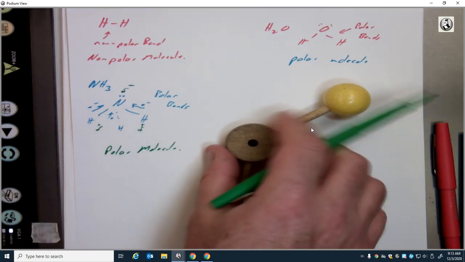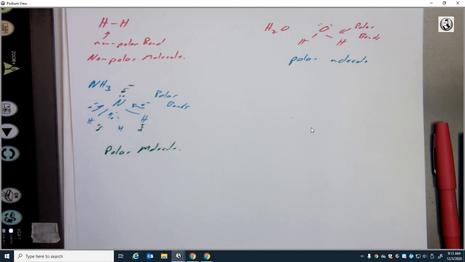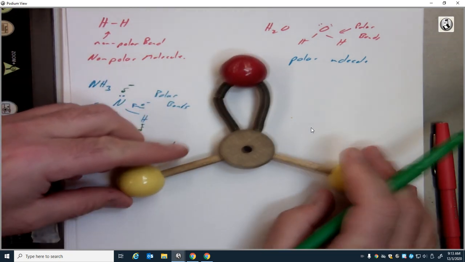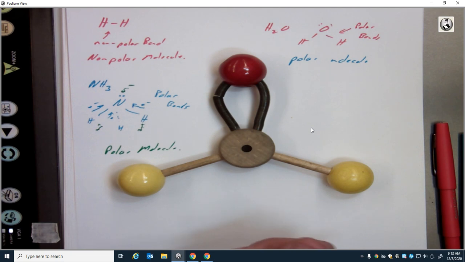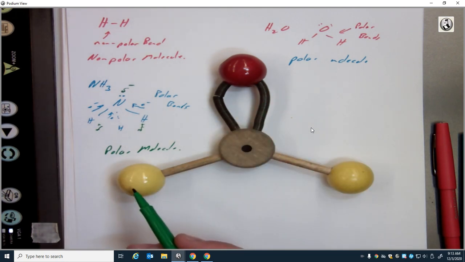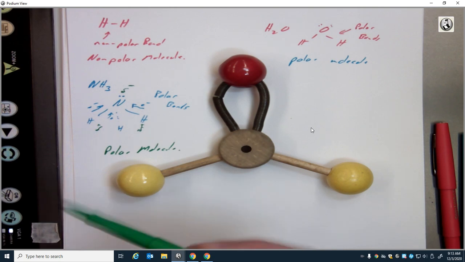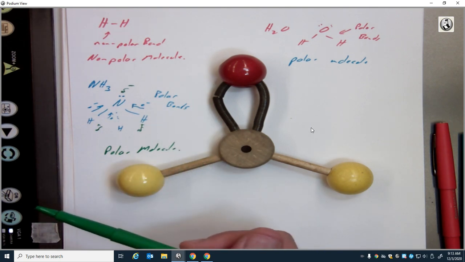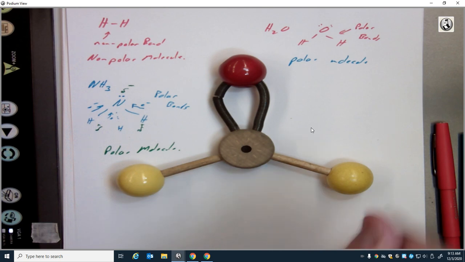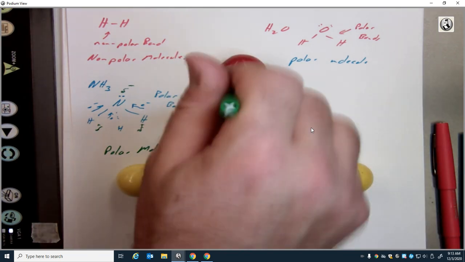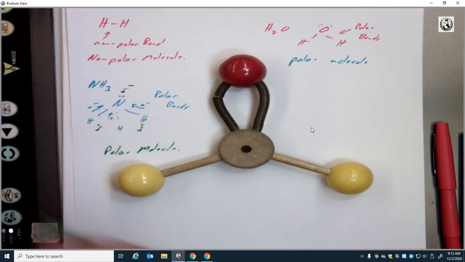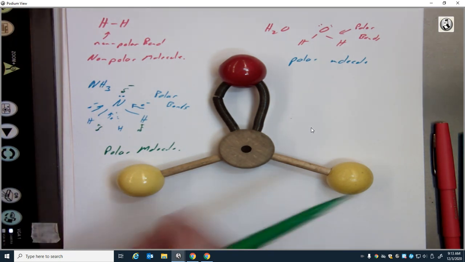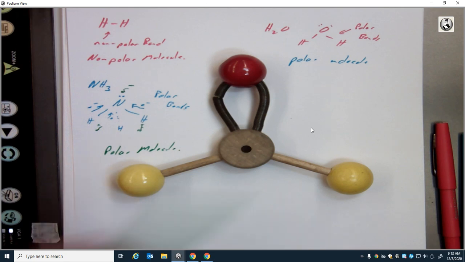Now, what if I did this to it? This is still trigonal planar, but now what I've done is I've exchanged one of the hydrogens for an oxygen. So no longer do we have that equal charge distribution. No longer is it really symmetric. This becomes asymmetric, and we're going to end up with a polar molecule with electrons being pulled towards the oxygen. So this side up here would become slightly negative. This side down here would become slightly positive. And this would be a polar molecule.